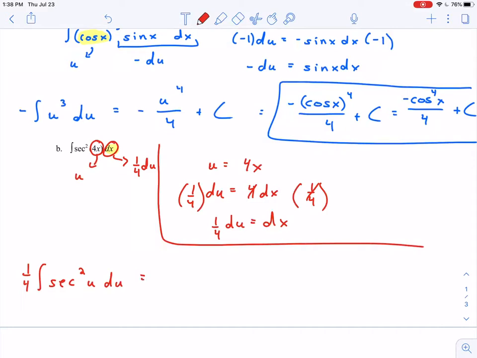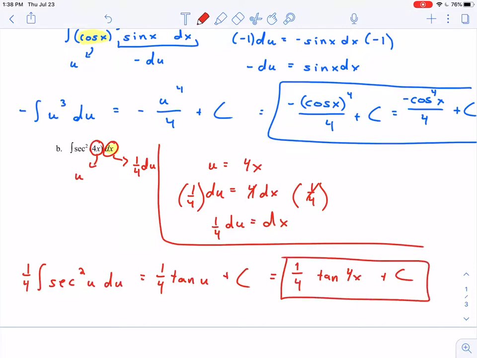And now I can look at that and say, okay, well, the antiderivative of secant squared u is going to be tangent of u, and I forgot my 1/4, didn't I? So the 1/4 times tangent of u plus c, and then we'll just take 4x and plug that in. So I should end up with 1/4 times tangent of 4x plus c. Here is my antiderivative.